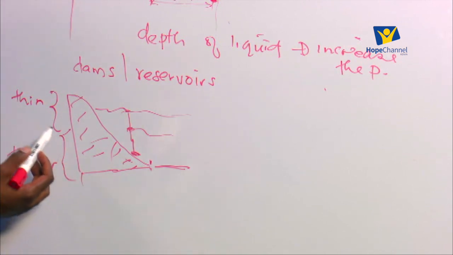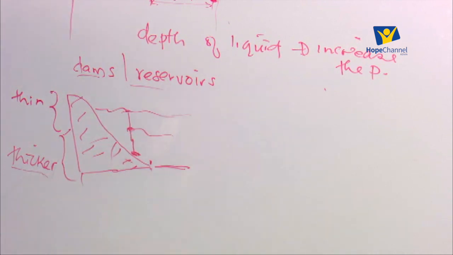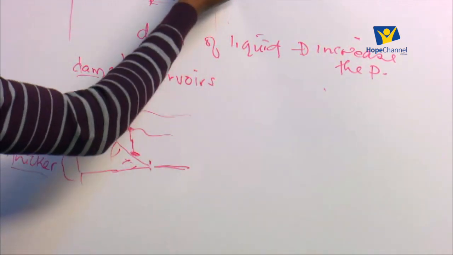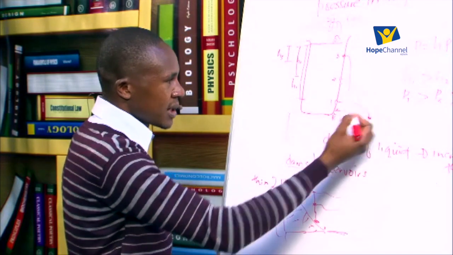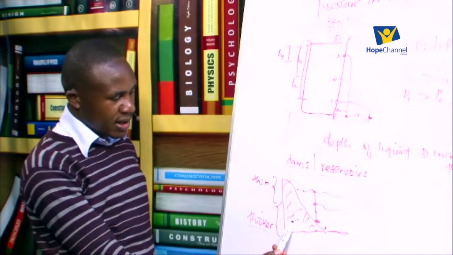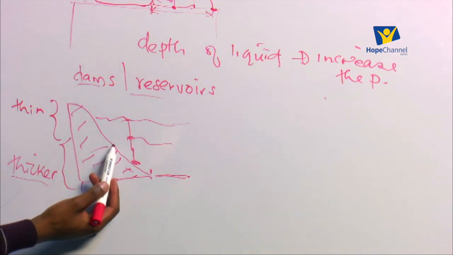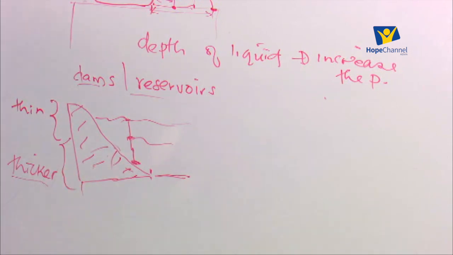Because of that, the dams and the water reservoirs are constructed so that the walls increase in thickness as we go down, simply because the pressure in the liquids also increases as we go down from the surface. If the walls were thin down here, then the increase in pressure may be too much for the walls to support, and so the walls of the dam may break and the water come out. So the dams are constructed in such a way that the walls increase in thickness as we go down from the surface.